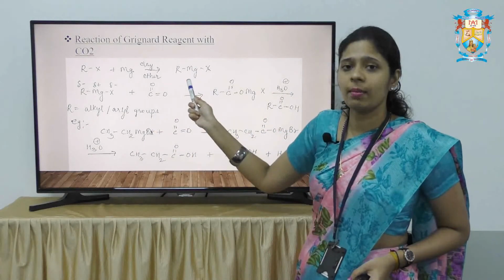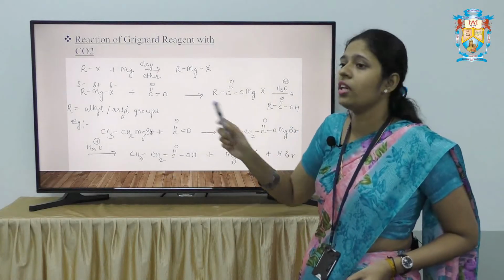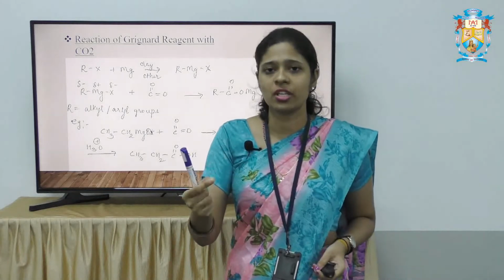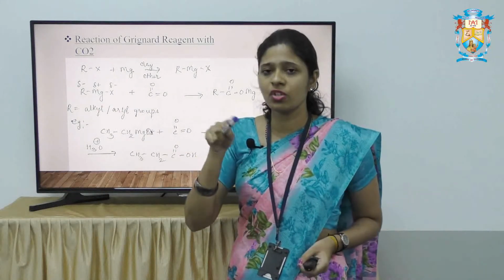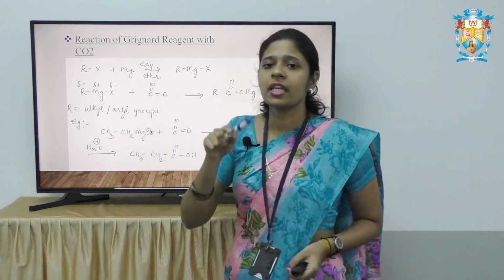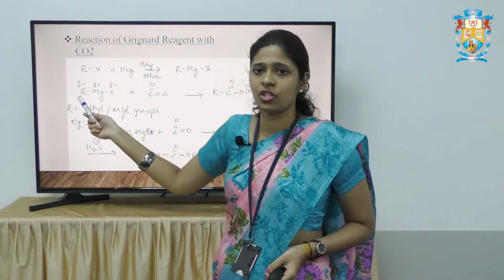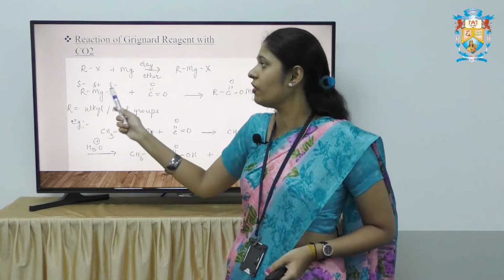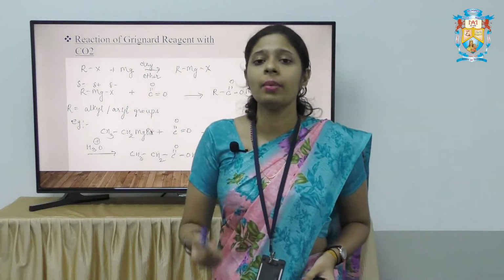So this RMgX is a Grignard reagent. Now this Grignard reagent will consist of some charges. That is, as we know, metal always consists of positive charge and the halide is a negative charge. And the alkyl group here is again a negative charge. So negative, positive and negative. And as it is written, it is reacting with the carbon dioxide.